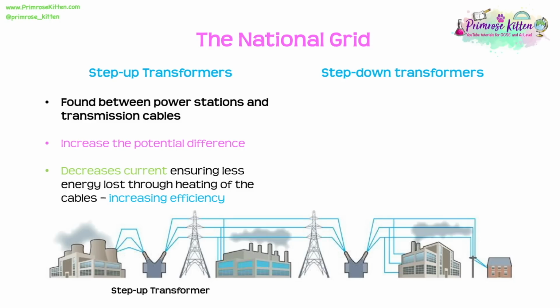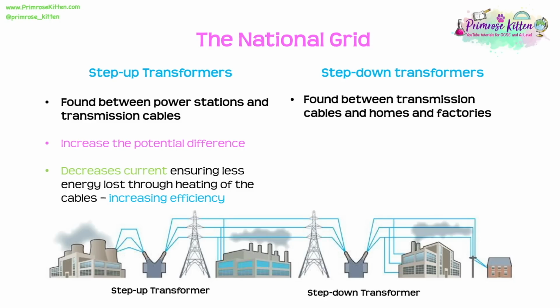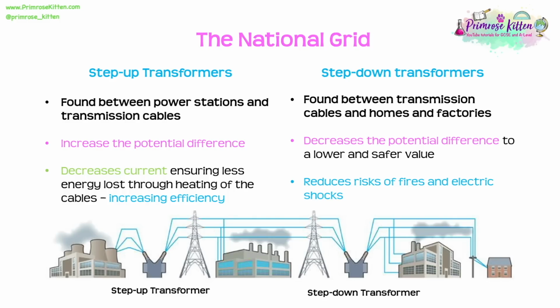Now step-down transformers, on the other hand, are found between transmission cables and homes and factories. Now, step-down transformers decrease the potential difference to a lower and a safer value. It would be incredibly dangerous if we had potential differences as high as they were due to that step-up transformer entering our homes. The risk of electric shocks and fires would be very, very high. So we use step-down transformers to decrease that potential difference and reduce those risks.